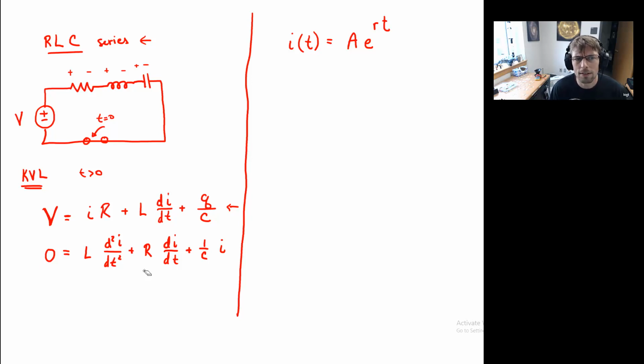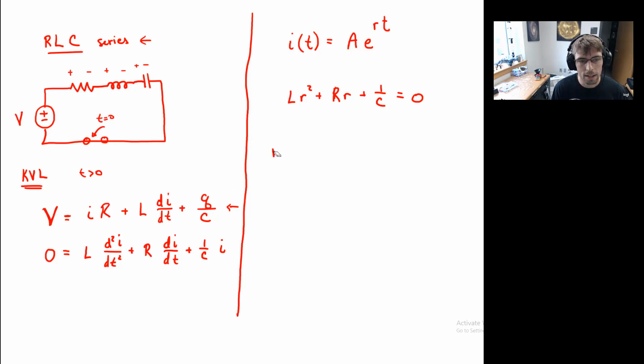Well, we've already kind of given away a little bit, but if we plug this in and simplify, we end up with a characteristic equation, L r squared plus R r plus 1 over C is equal to 0. And we're at a place where we apply our quadratic formula.